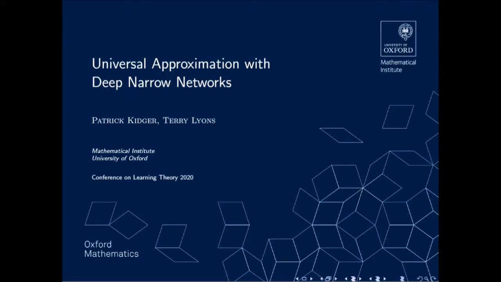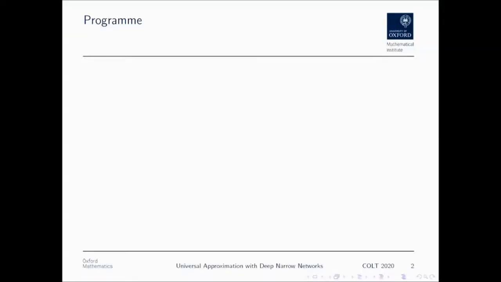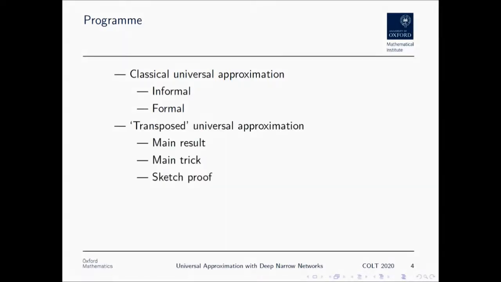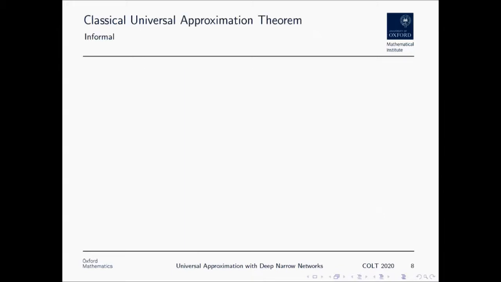So today I'm going to be describing universal approximation with deep narrow networks. I'm going to start off by describing the classical universal approximation theorem, and then I'm going to move on to discussing what I mean by, in some sense, a transposed universal approximation. I'm going to introduce some applications and some extensions of our main result, and then this is going to motivate some open questions. So first things first, what is the classical universal approximation theorem and why should you care?